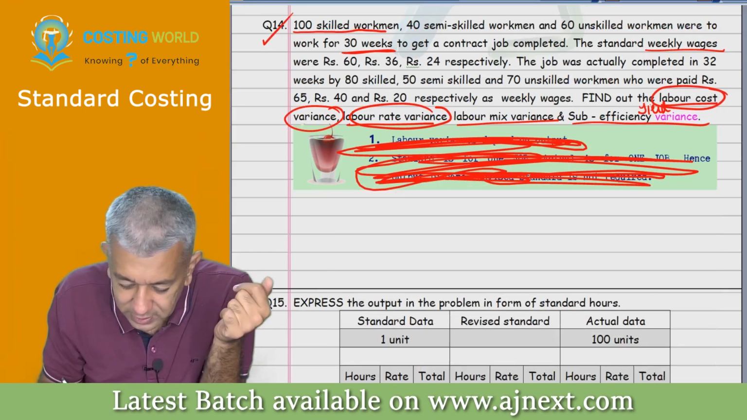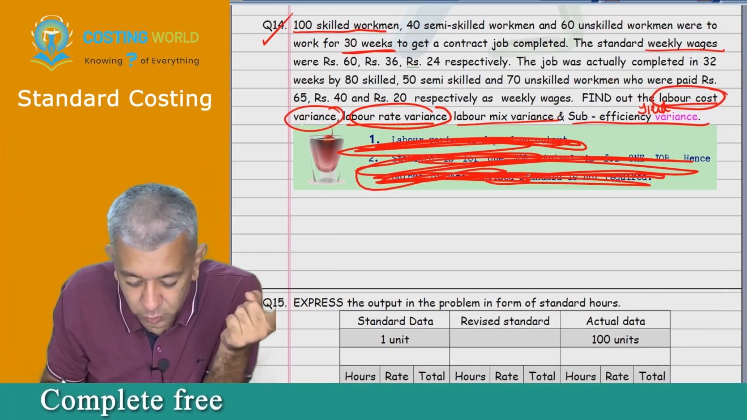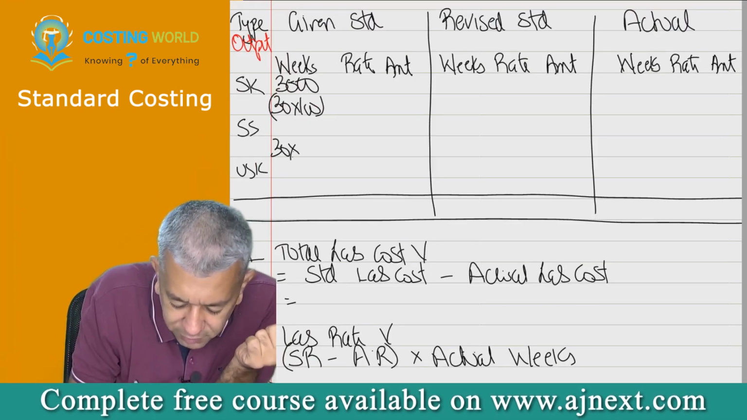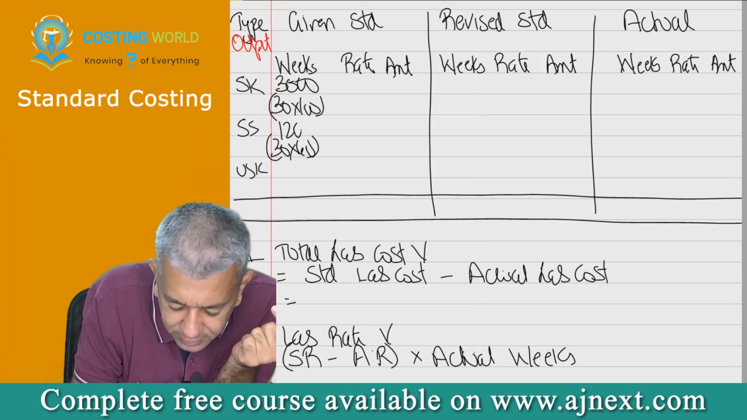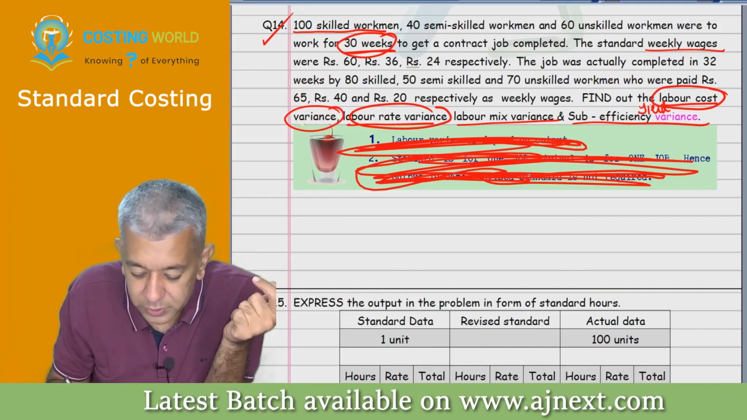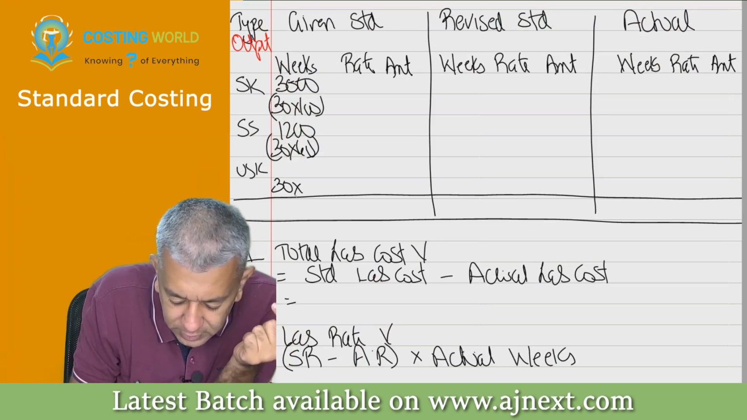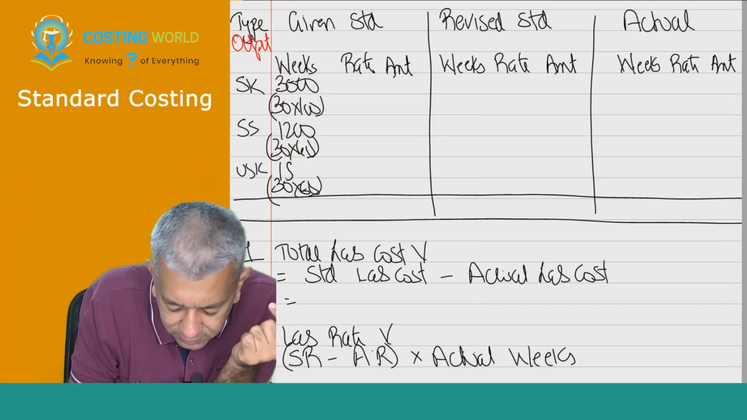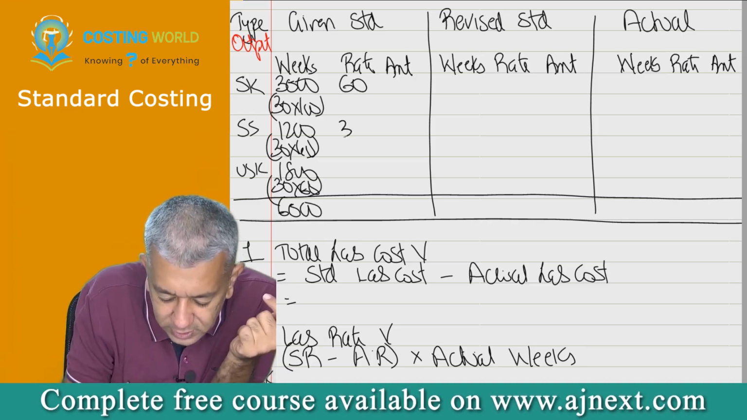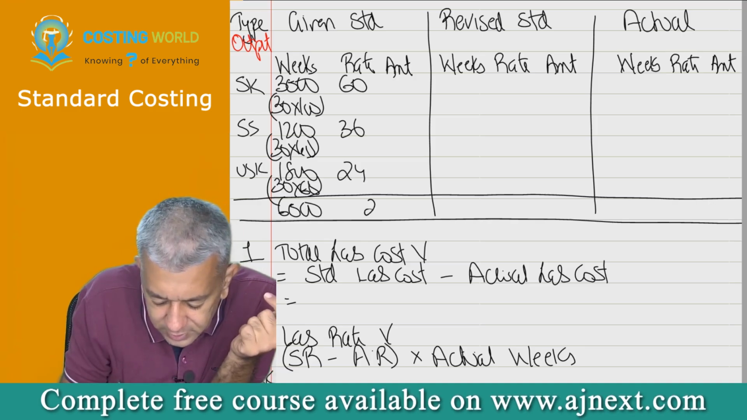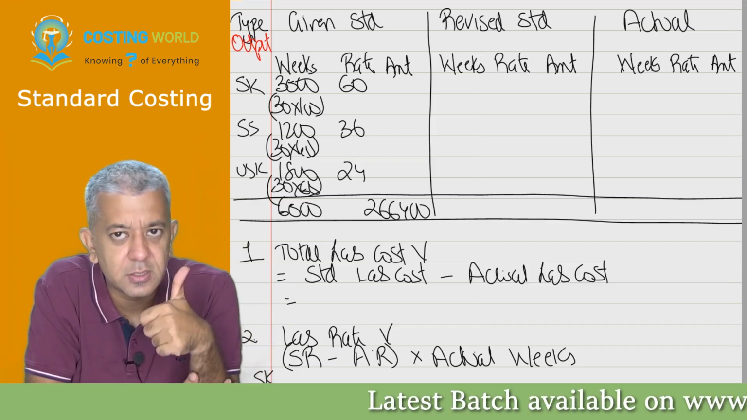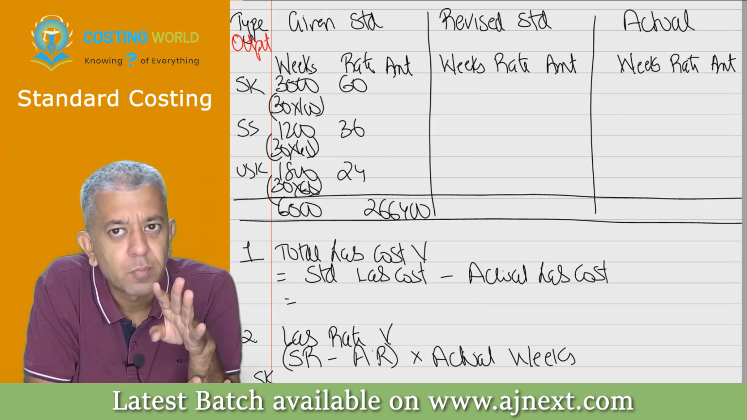Same way in this case, just don't write for a minute. 30 into 40, so therefore this will be 1200. Apart from that, 30 into 60, this data will be 1800. So therefore 6,000, to be paid at the rate of 60, 36, 24. This answer is 266,400. Those people who have done it this way, is this total fine? Okay, that is one thing.